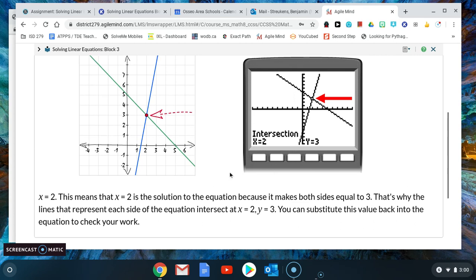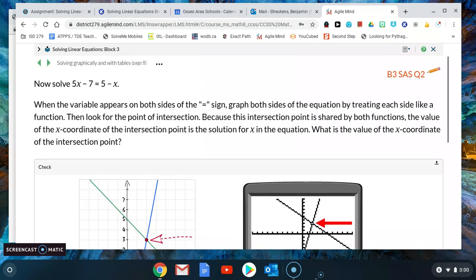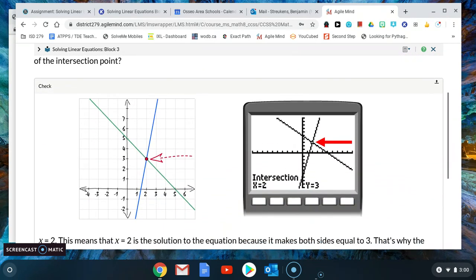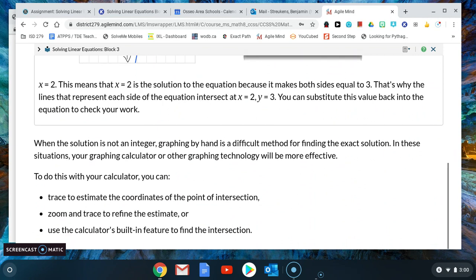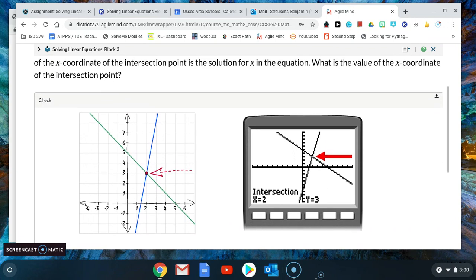We could substitute this value back into the equation to check our work if we wanted to. That's a good idea if you're confused and want to make sure that your answer is correct. So we find the intersection again, the intersection point, looking for the x value, and x equals 2 in this case.